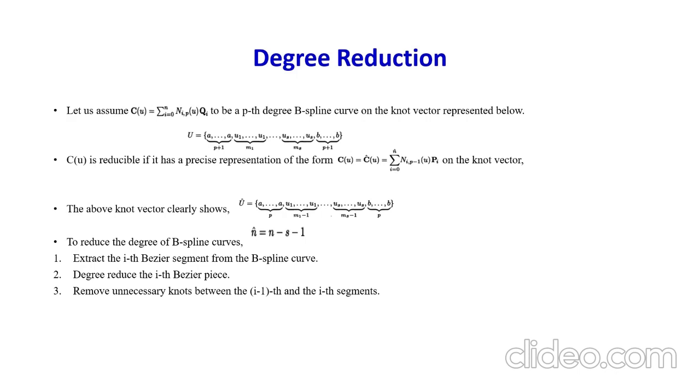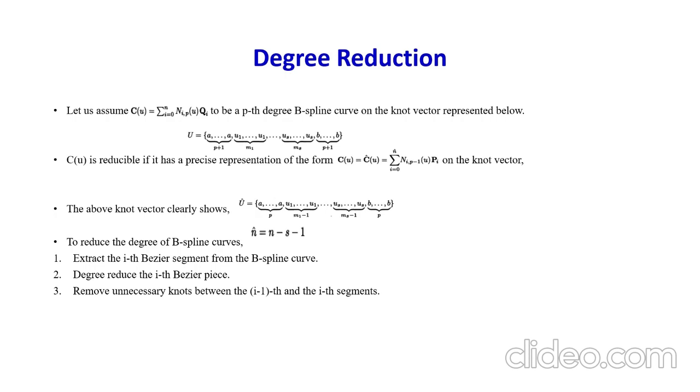Moving on to degree reduction, let us assume C of u equals summation over i equal to 0 to n, N i comma p of u times Q i, to be the pth degree B-spline curve on a knot vector represented as below. So C of u is reducible if it has a precise representation of the form C of u equal to C cap of u, which is equal to sigma over i equal to 0 to n cap, N i comma p minus 1 of u times P i, on the knot vector.